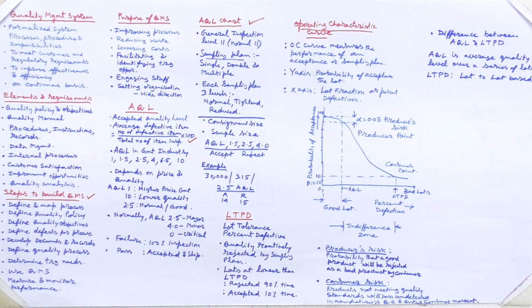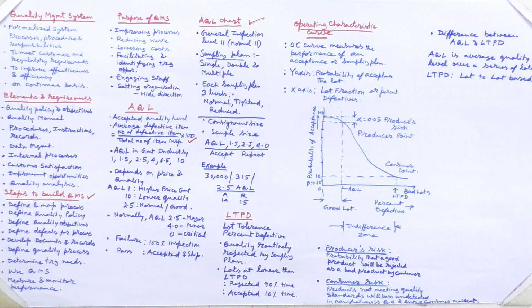Now, in following this AQL chart, the consignment size is very important, and also the sample size. These 2 things are very, very important. How to do sampling from a big consignment, we will try to see. In the AQL levels, there are 2 aspects for all the 1.5, 2.5 and 4 categories: one is acceptance and the other is rejection. If the number of defective items is within the limit, we call it an accepted level, and if it exceeds that level, we call it a rejected level.